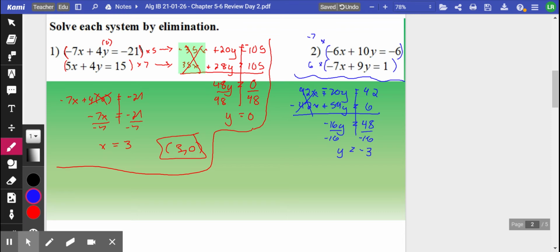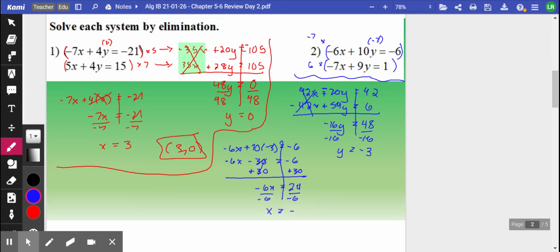Now again, remember we're going to plug this back in. Well, my y is -3, so that's going to go right there. So I have -6x plus 10 times -3 equals -6. Well, 10 times -3 is negative 30. Then I'm going to solve this equation. Add 30 to both sides. I get negative 6x equals 24. Finish him. I get negative 4. So I have the x answer and the y answer.